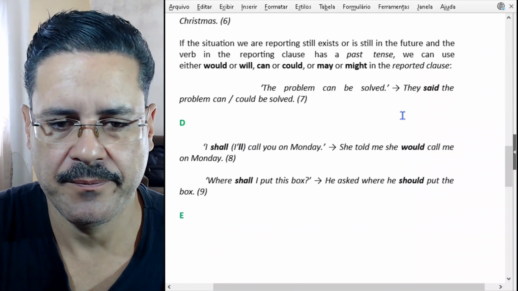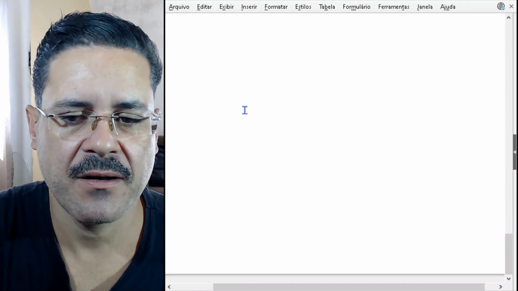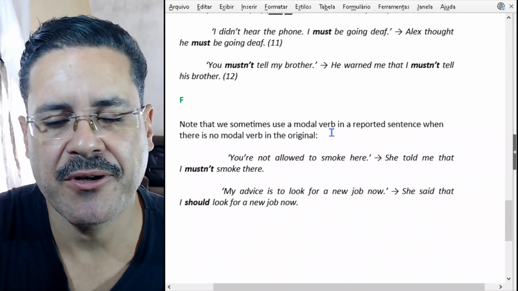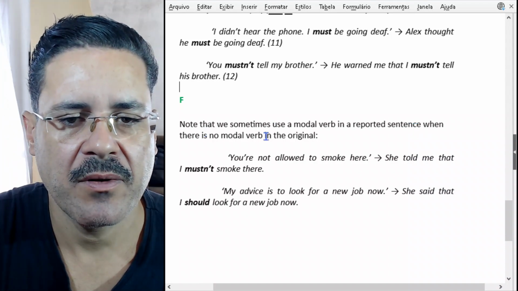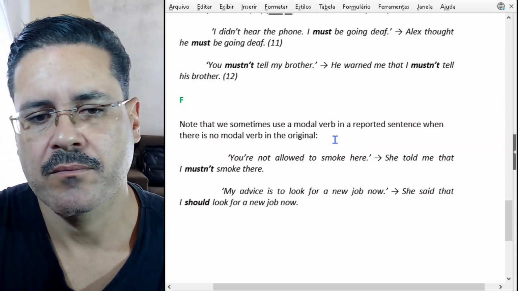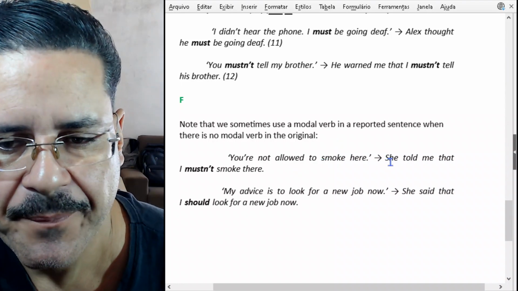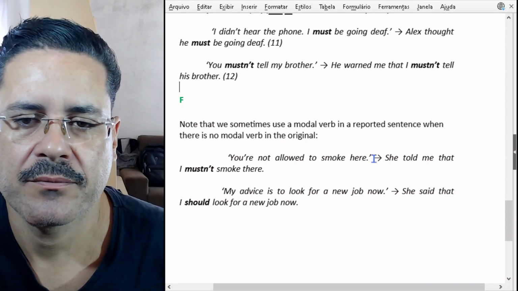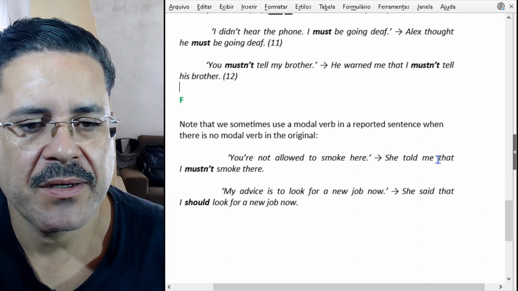Okay, moving on. This is section F, the last section of that lesson. Note that we sometimes use a modal verb in a reported sentence when there is no modal verb in the original. You're not allowed to smoke here. She told me that I mustn't smoke there.